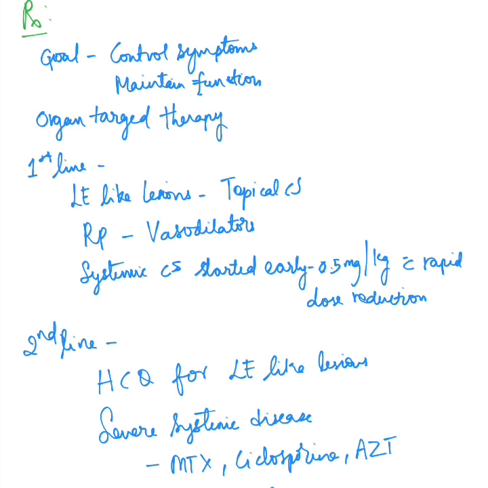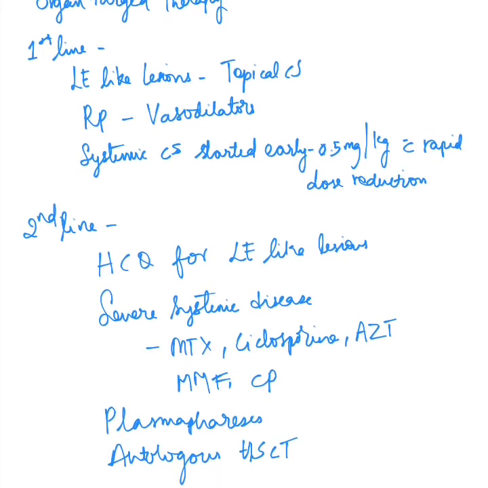And systemic corticosteroids ought to be started early at a dosage of 0.5 mg per kg body weight with rapid dose reduction. Coming to second line management, hydroxychloroquine is to be given for LE-like lesions. And for severe systemic disease, we go for other immunosuppressants or immunomodulators like methotrexate, cyclosporin, azathioprine, mycophenolate mofetil, and cyclophosphamide. Plasmapheresis and autologous hematopoietic stem cell transplantation all can be tried.